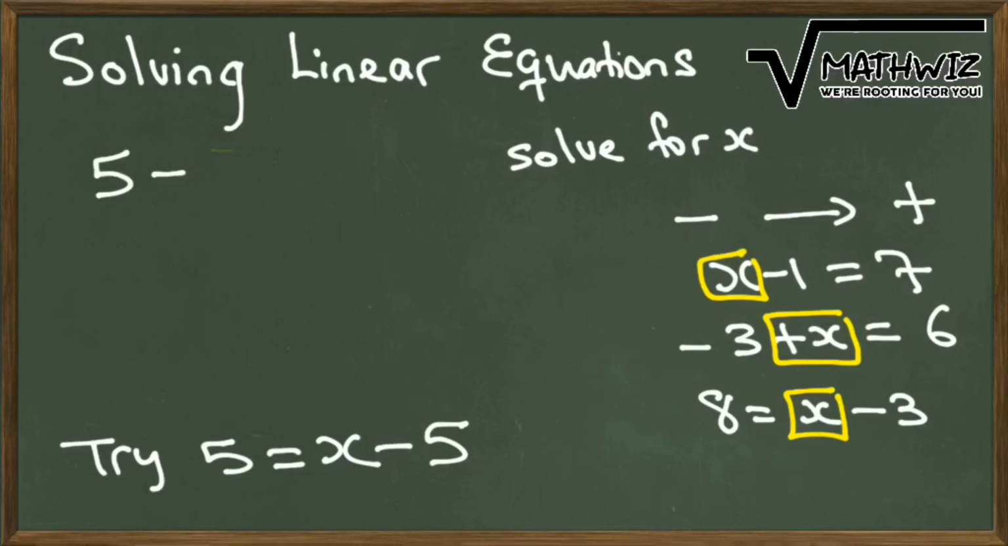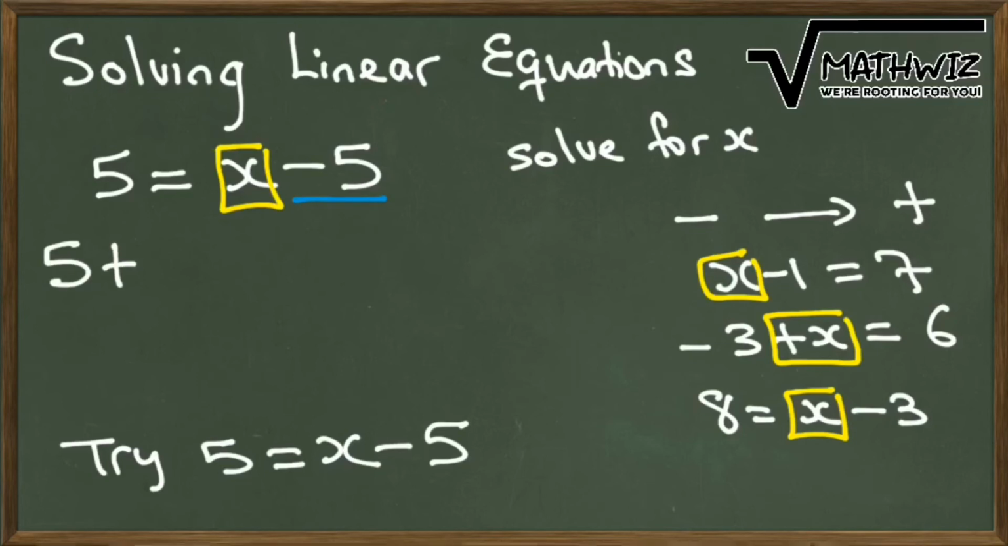So we have 5 is equal to x minus 5. We are looking for the x, so we highlight it. So the minus 5, when we take it over, will become plus 5. Again, I keep putting whatever I'm bringing over behind. So 5 plus 5 is 10, so our answer is going to be 10.